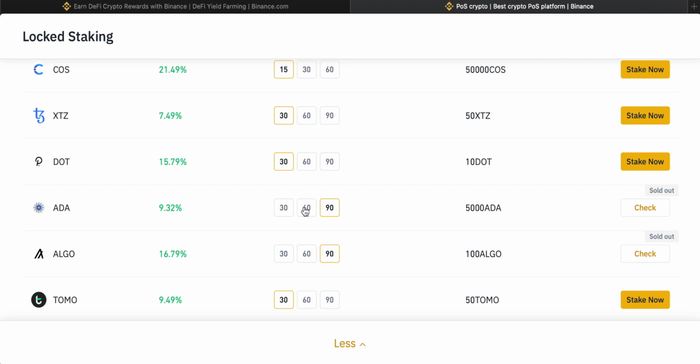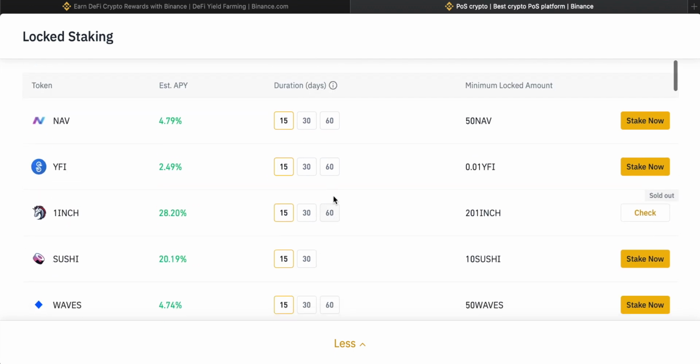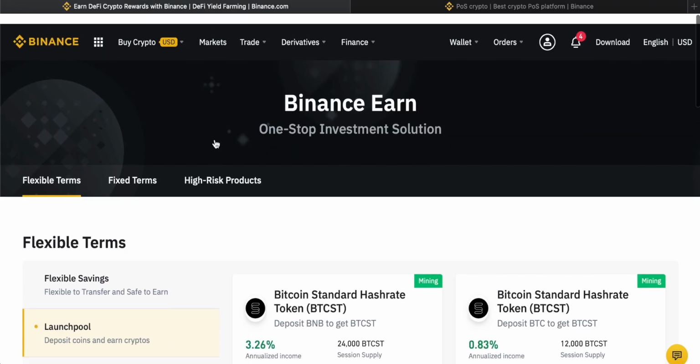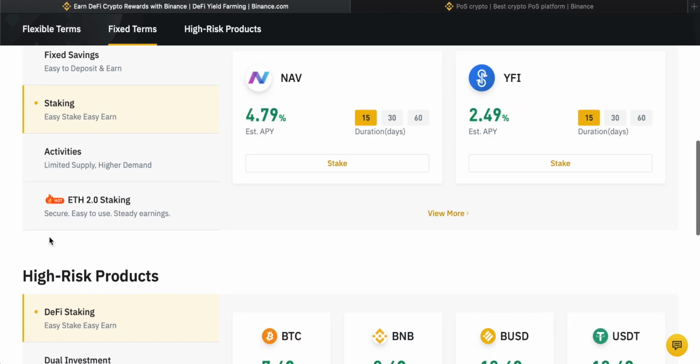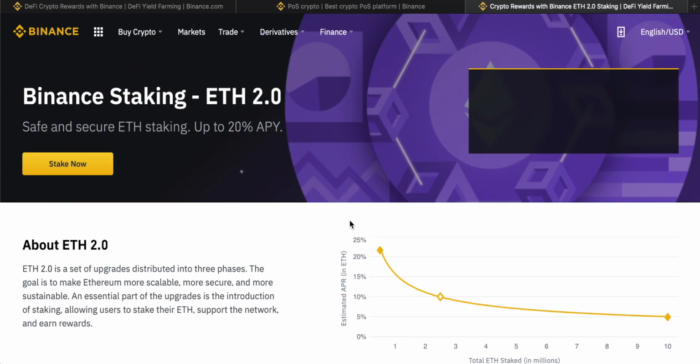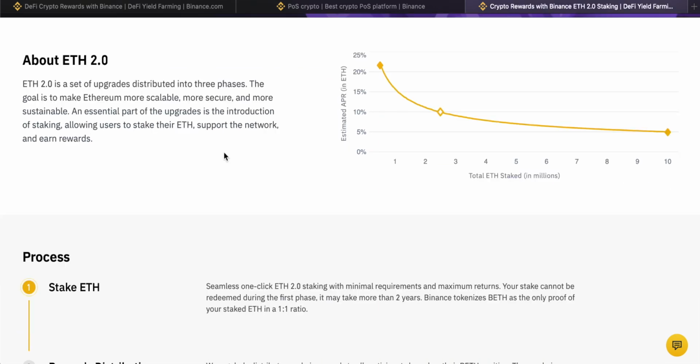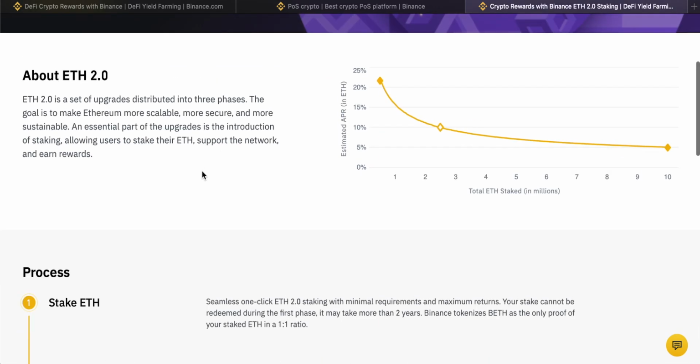Before we get into showing you how to actually stake, let's go and see Ethereum staking because this is quite different. So we're going to come back to the Binance Earn page, and then Ethereum 2.0 staking has its own page. So we're going to click on ETH staking, and you can come and read this for yourself. I have videos specifically on Ethereum and what Ethereum 2.0 is. So again, I'll link those in the description if you want to go through and look at them.